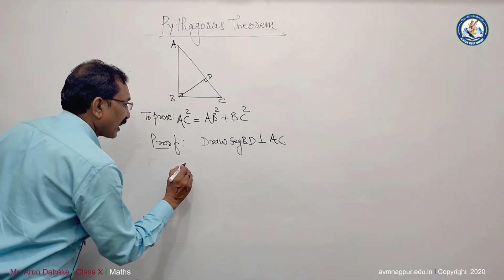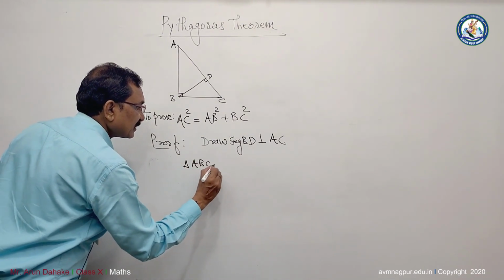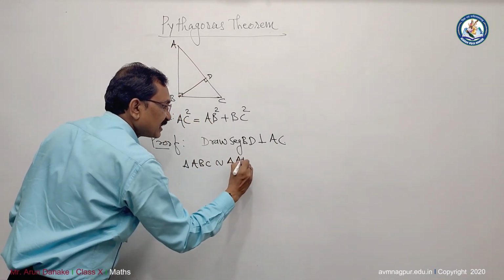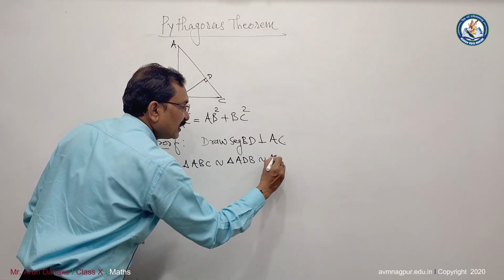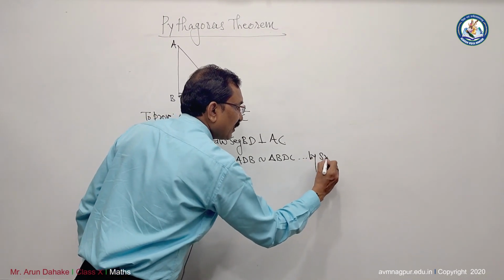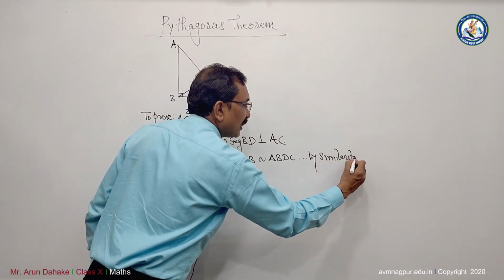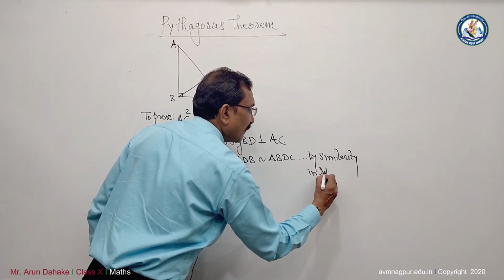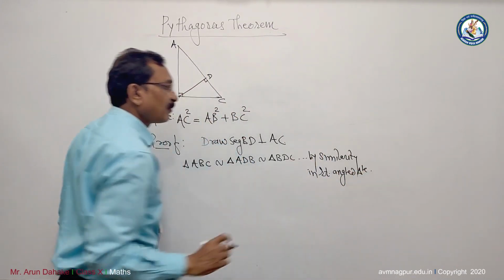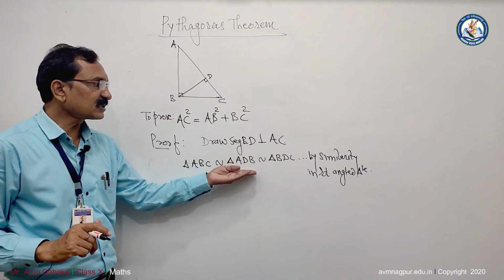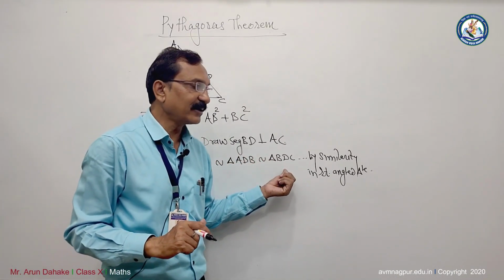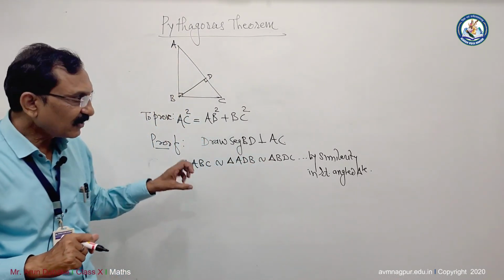In this proof, triangle ABC is similar to triangle ADB is similar to triangle BDC by the similarity in right angled triangle theorem. This is the property. All three triangles are similar to each other. Just earlier I explained what the similarity in right angle triangle is in the previous period. But this is a very important part.